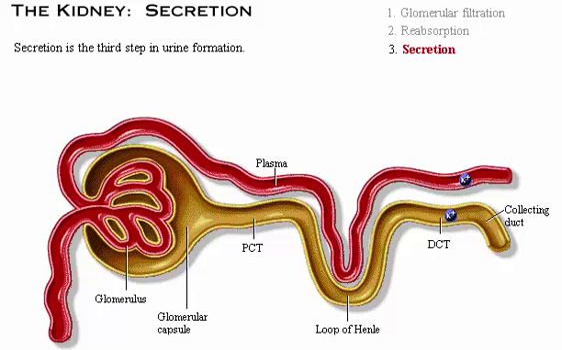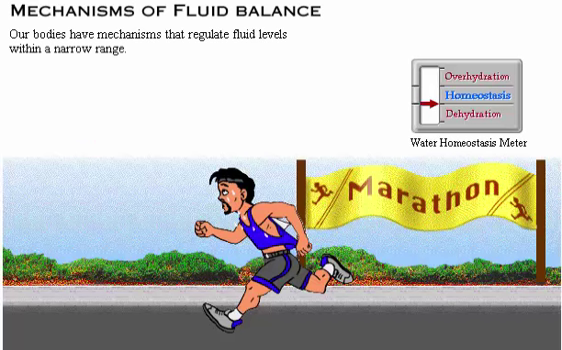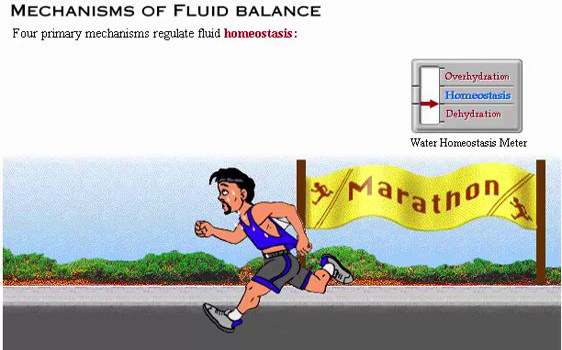Our bodies have mechanisms that regulate fluid levels within a narrow range. Let's explore how the body's fluids remain within certain physiological limits, an important aspect of homeostasis. Four primary mechanisms regulate fluid homeostasis: antidiuretic hormone, or ADH, the thirst mechanism, aldosterone, and the sympathetic nervous system.